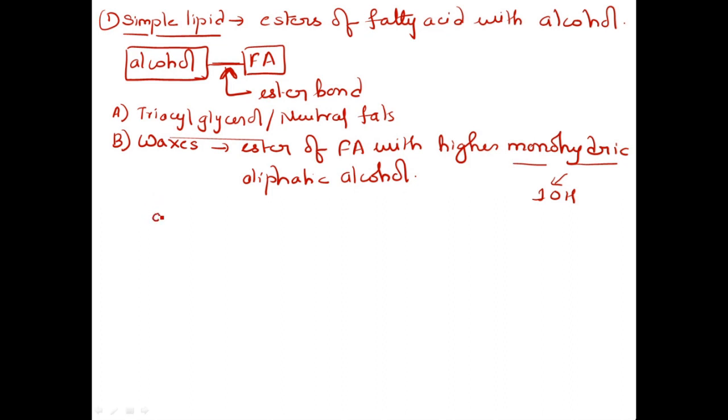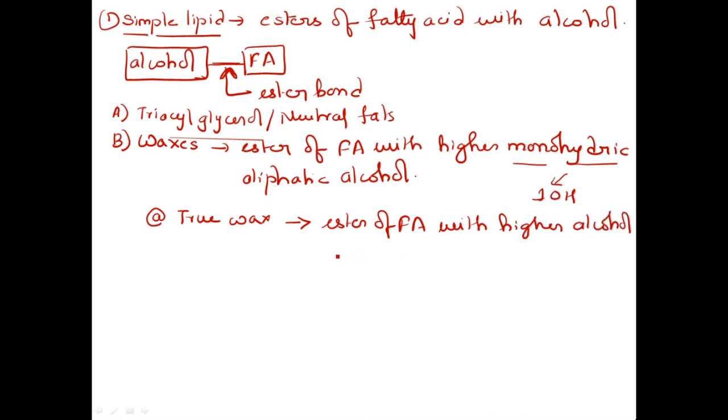Waxes are also of two types. First is true wax. This true wax is ester of fatty acid with higher alcohol, for example cetyl alcohol. Its general formula is C16H33OH. So one OH is present, that's why it's called monohydric, and you can see 16 carbon atoms are present, so it is a higher alcohol. So true waxes are esters of fatty acid with higher alcohol.